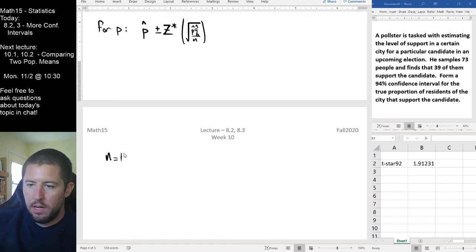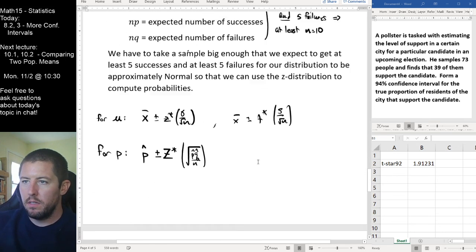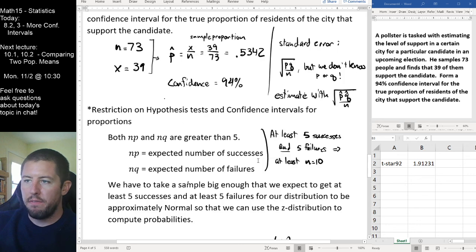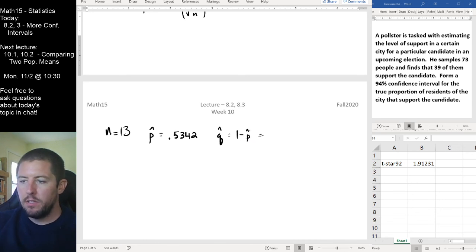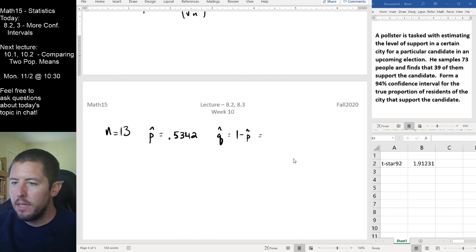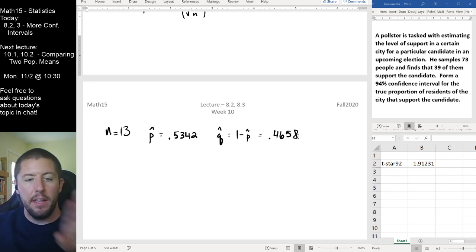We have that n is 73. We computed that p hat was, what did we get p hat to be? 0.5342. Remember that q hat is always going to be 1 minus p hat. So I can go to my calculator real quick. 1 minus that is going to be 0.4658. Our probability of failure is just the complement of our probability of success.